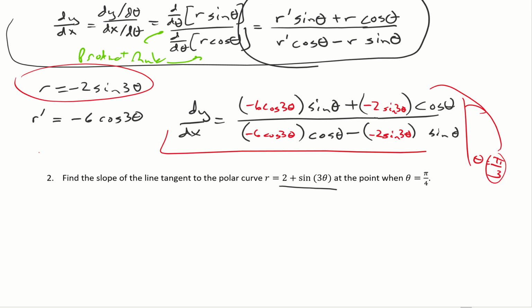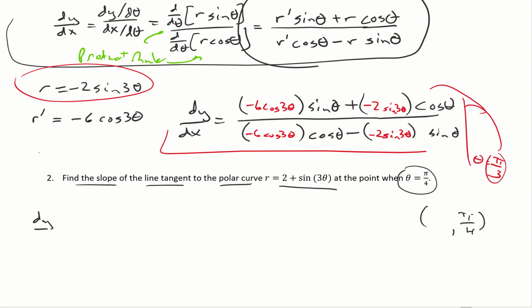So, it says, find the slope of the line tangent to the polar curve, there it is, when theta is pi over 4, okay? So out there somewhere on the curve is an ordered pair, where theta is pi over 4, and r is, well, you can figure it out if you need it. We don't need it.